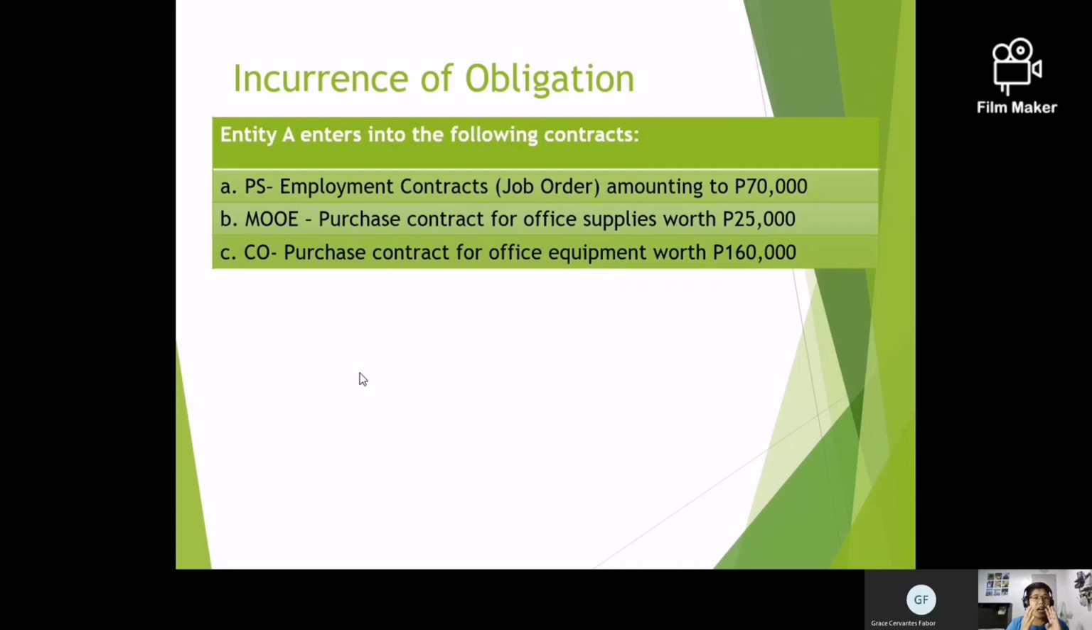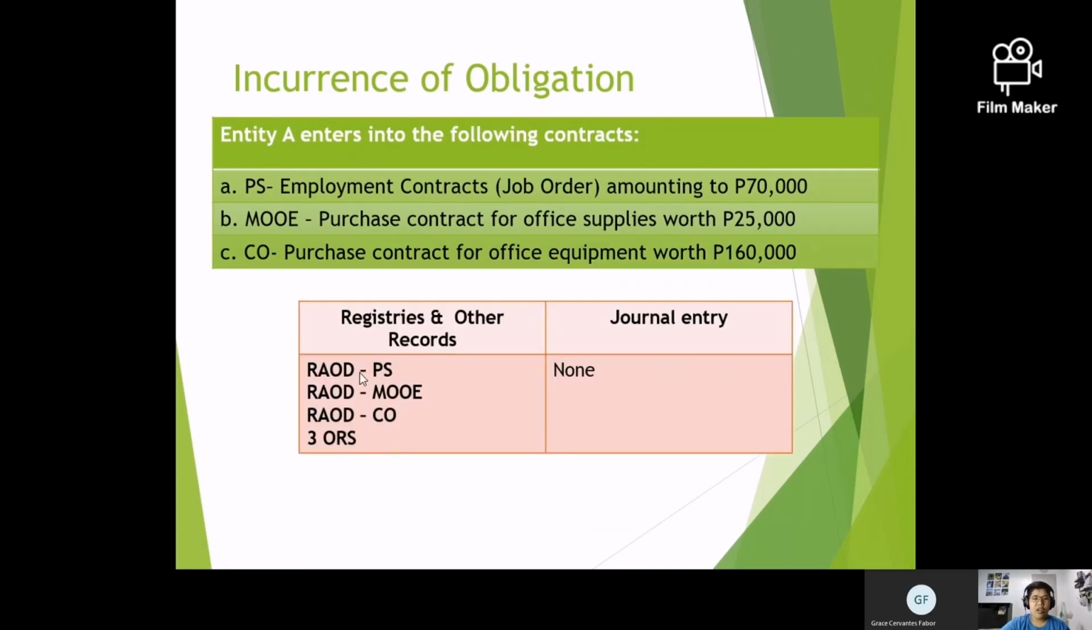We have RAOD. Yan, correct. We have RAOD. May obligation ka na. So, RAOD PS, magkano i-update mo doon? 70,000. RAOD MOE, merong 25,000 na nagamit.